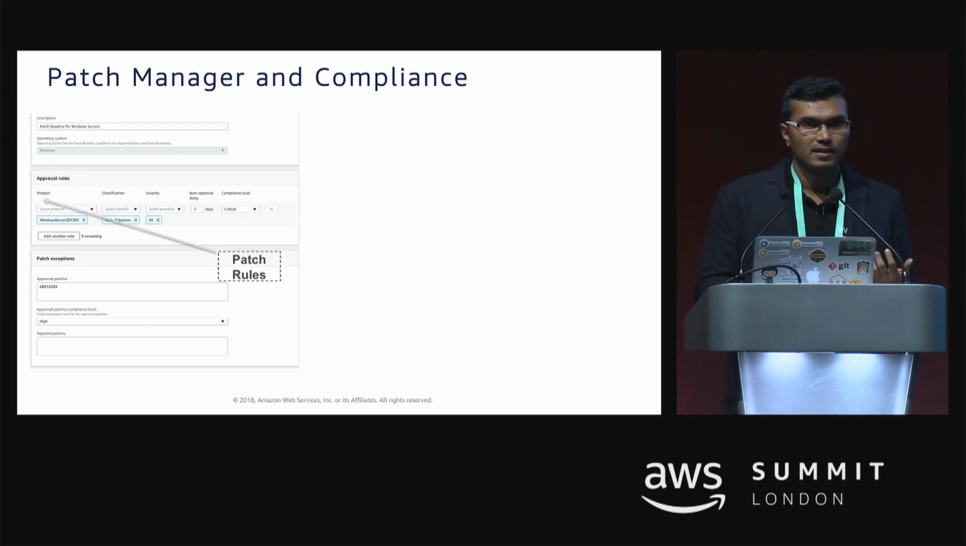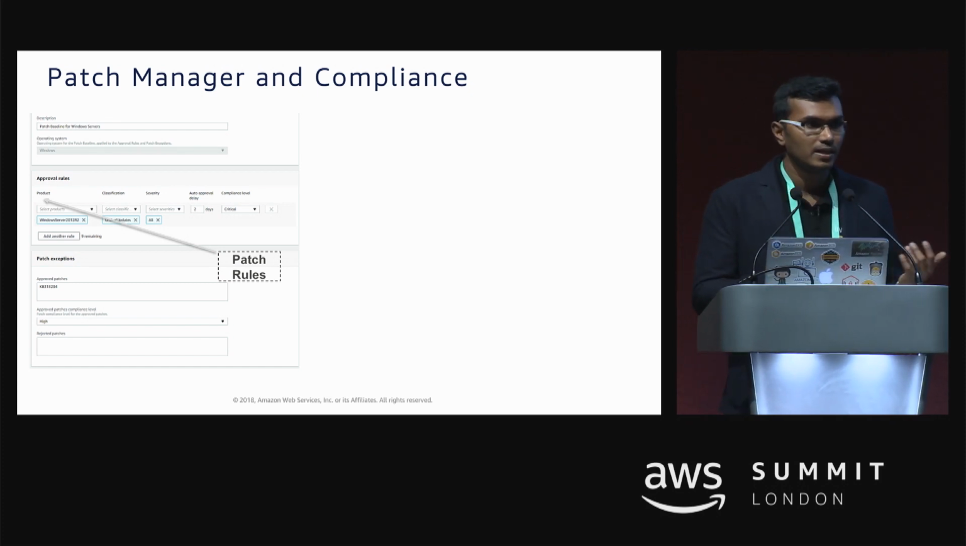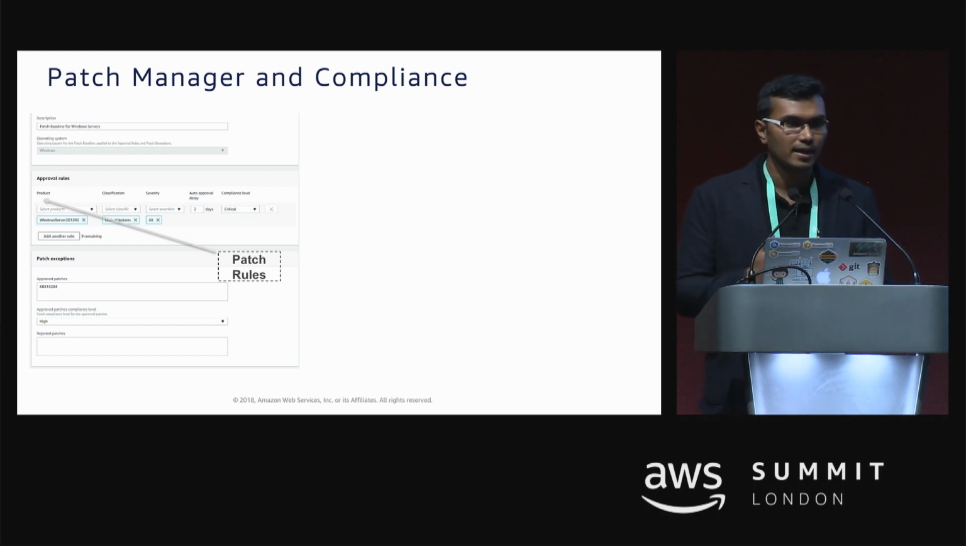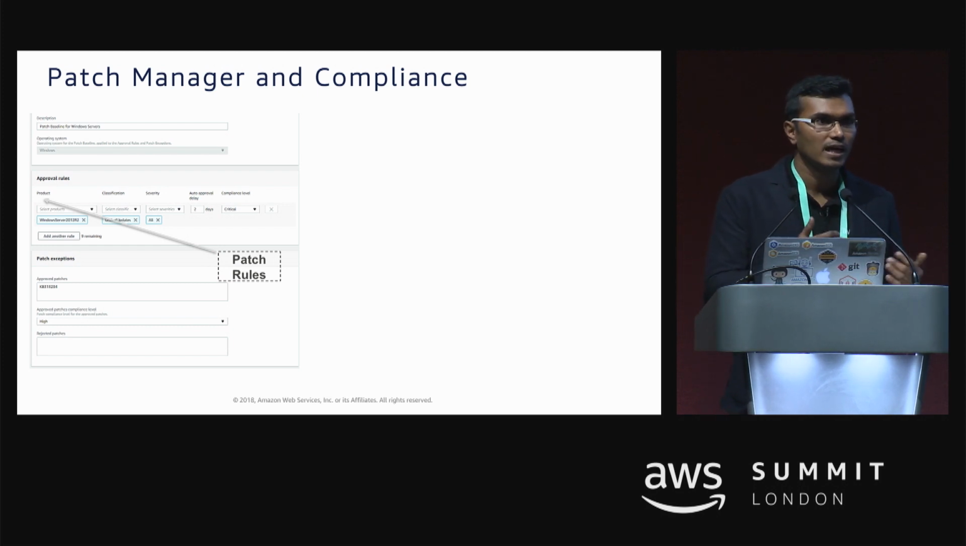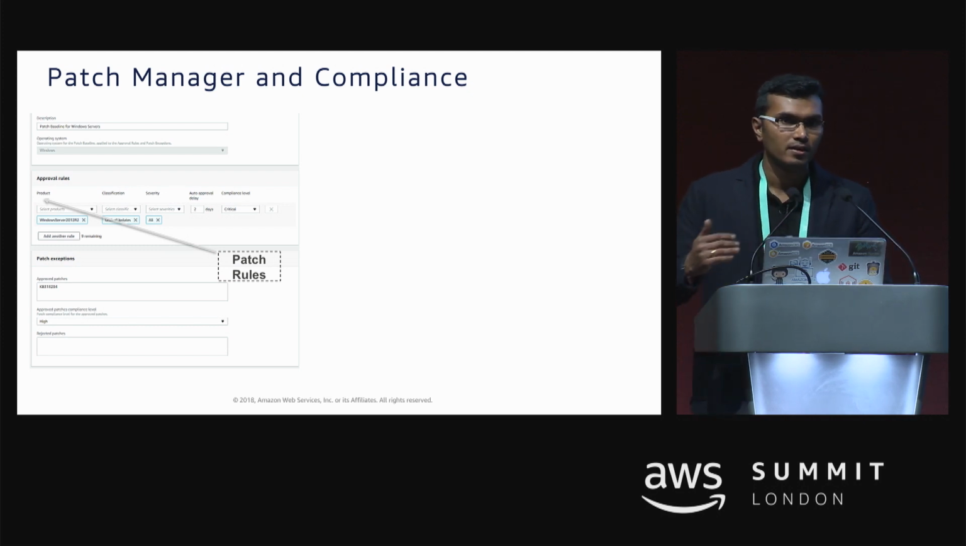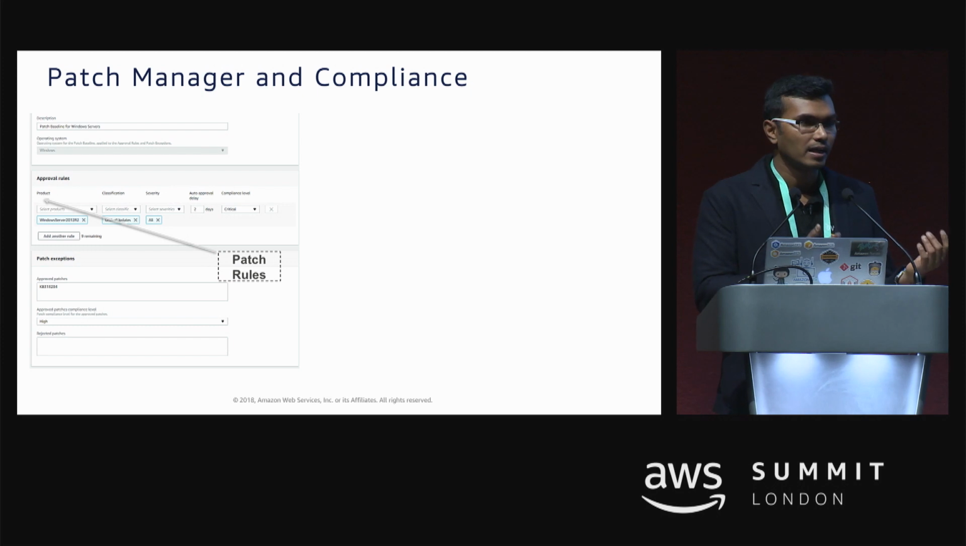An example for this would be, let's say Microsoft releases a critical patch, and you want to wait for 7 days before it gets applied to your production environment. Whereas on the other hand, you might have a rule saying it's okay to install on your dev environment.